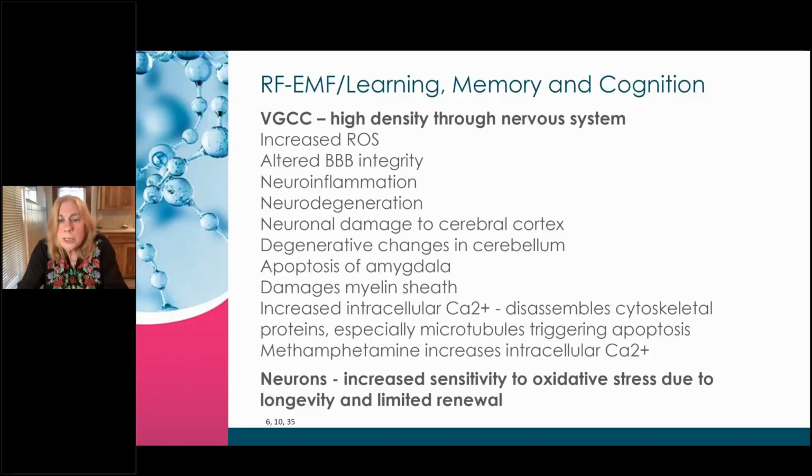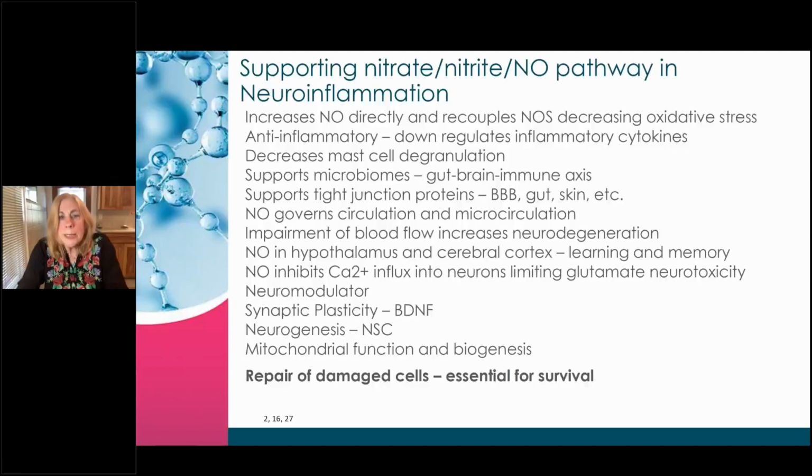So these neurons are especially sensitive because they are around longer. They last longer than other cells, and they have limited renewal. So supporting that nitrate to nitrite to nitric oxide pathway in neuroinflammation, you're increasing nitric oxide directly and recoupling that NOS, decreasing oxidative stress. It's anti-inflammatory. You're down-regulating these inflammatory cytokines: your interleukin-1b, interleukin-6, interleukin-18. You're decreasing mast cell degranulation. You're supporting microbiomes everywhere. You're supporting the tight junction proteins.